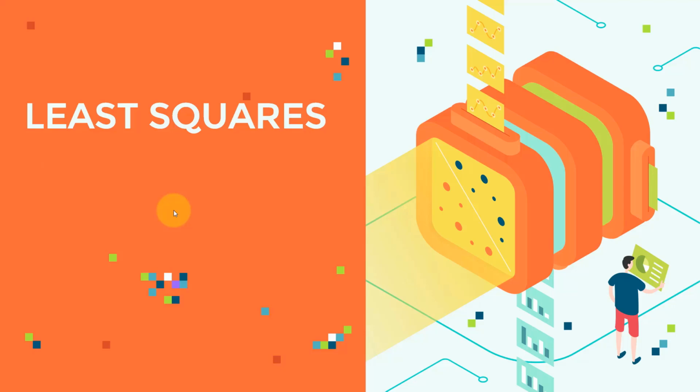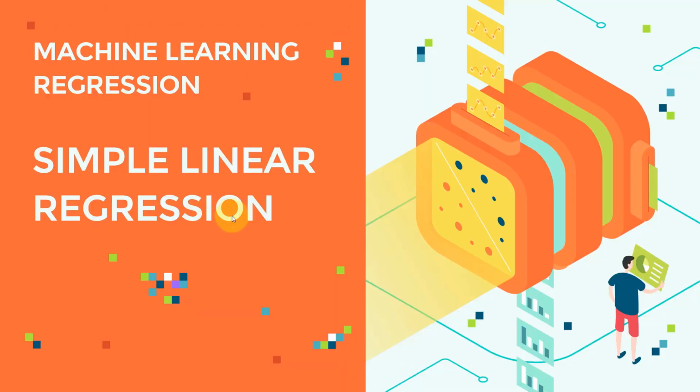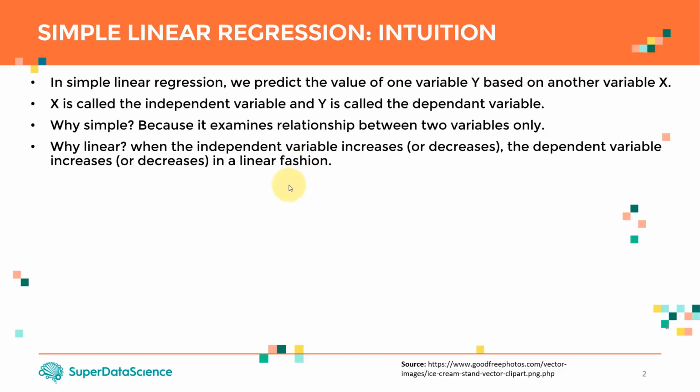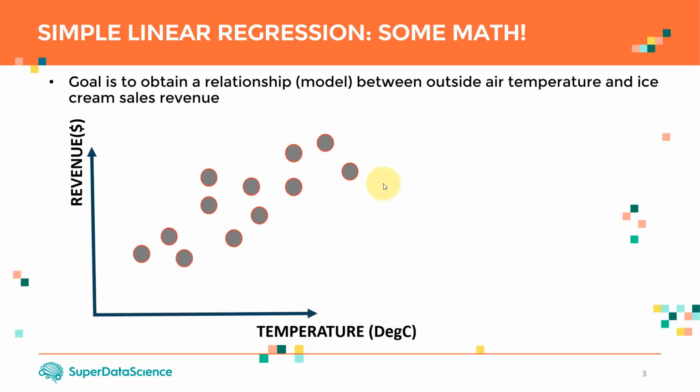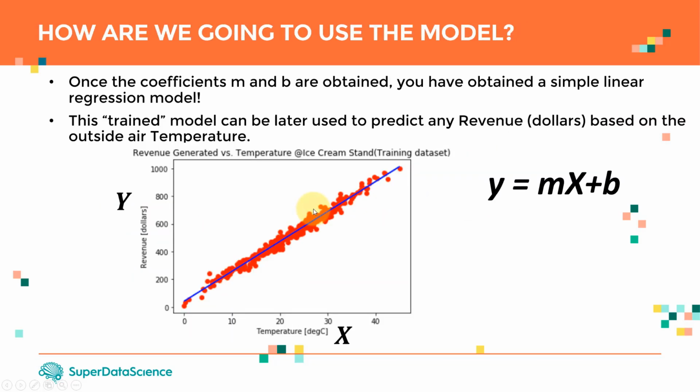So let's recap what we have done in the previous lecture. In the previous lecture, we covered the basics, theory, and intuition of simple linear regression. We covered that we're going to obtain a relationship between two variables, an independent variable x and a dependent variable y. And simply, what we wanted to do is to obtain this equation. We wanted to obtain the best coefficients, or best model, m and b, that can best fit my data points. That's all it is.